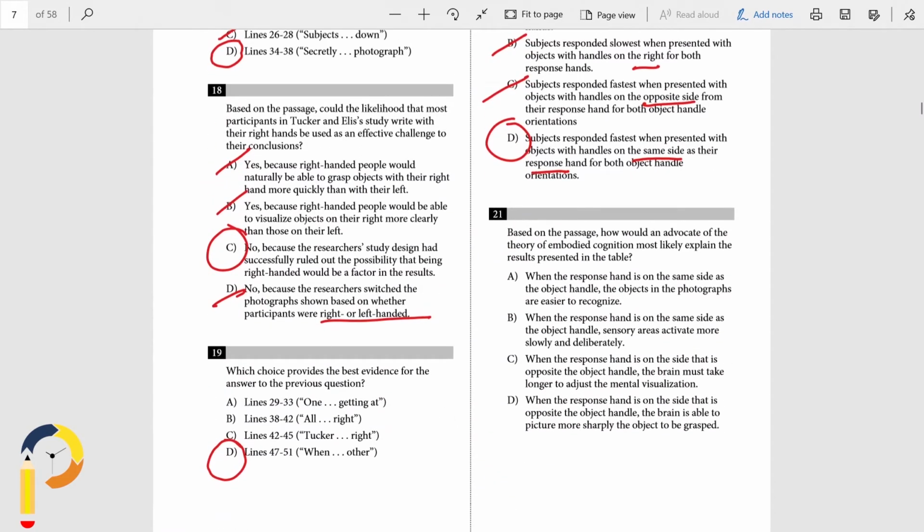When the response hand is on the same side as the object handle, the objects in the photographs are easier to recognize. How do we even know this? Not given. When the response hand is on the same side as the object handle, sensory areas activate more slowly and deliberately. This is the exact opposite of what has been given. Response hand is on the side that is opposite the object handle, the brain must take longer. Yes, the brain does take longer. Could be an answer. Side that is opposite the object handle, brain is able to picture more sharply the object that is to be grasped. This is again the exact opposite information. So that's a reversal. Therefore, my answer is C.